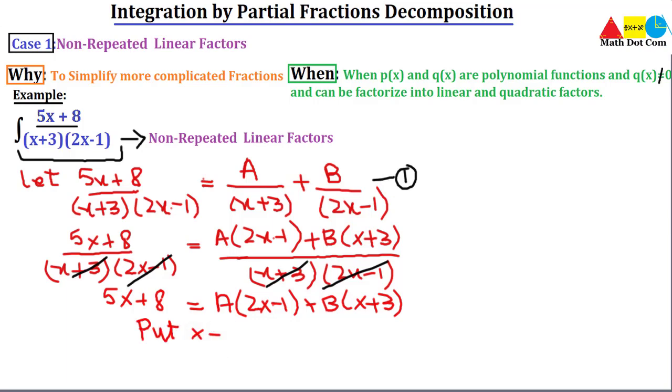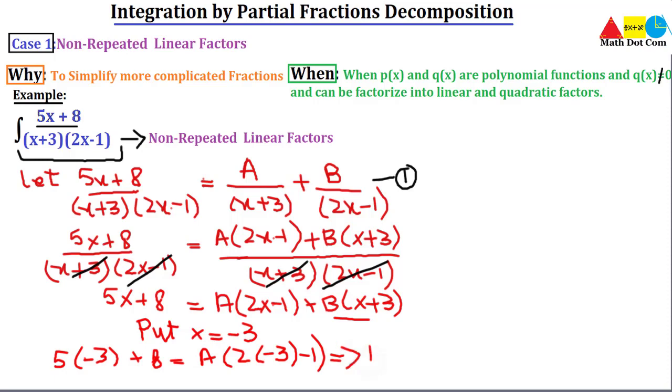Put x equals minus 3. This is an assumption, because when we put x equals minus 3, this term becomes 0 and we can easily find a. So put x equals minus 3. So it will be 5 into minus 3 plus 8 equals a into 2 multiplied by minus 3 minus 1. So what we will get is the value of a, that is equal to 1. So this is the value of a.